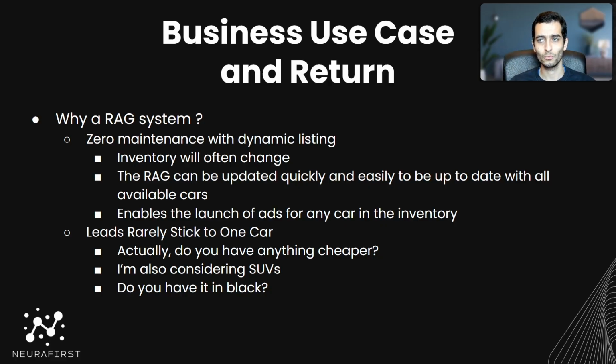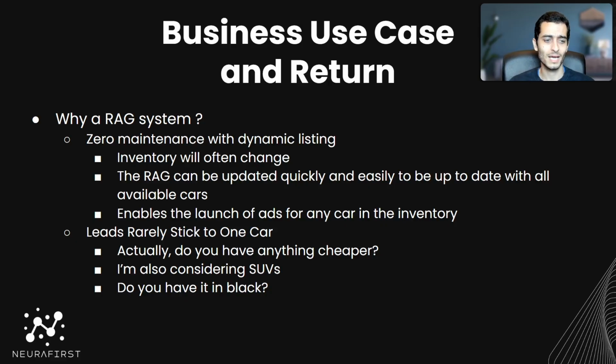So basically the RAG system will be one component of this whole project, but there are three main reasons why we need a RAG. First, it is a zero maintenance system, because when you have car dealerships, the inventory changes all the time. Cars get bought and sold all the time, which means that if we have a system that always knows our inventory, we can quickly launch a new Meta ad campaign for new cars. So we don't have to change things every time or build a new system. It is set up and it is done.